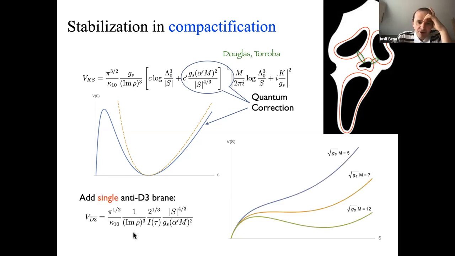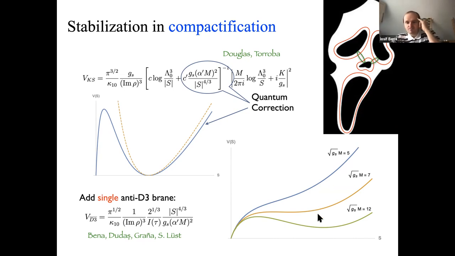When you add an anti-brane, a single anti-brane, you bring in another term, another energy, which is proportional to the S modulus to this power, times various factors of g_s and M and the volume and so on. And what we found was that for a single anti-brane, if the flux of the Klebanov-Strassler three-cycle is very small, the anti-brane runs the S modulus, the tip of the geometry, to the origin. So essentially the Klebanov-Strassler solution is collapsing into Klebanov-Tseytlin.